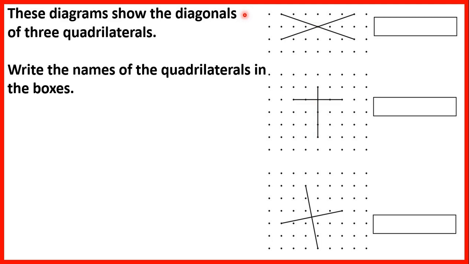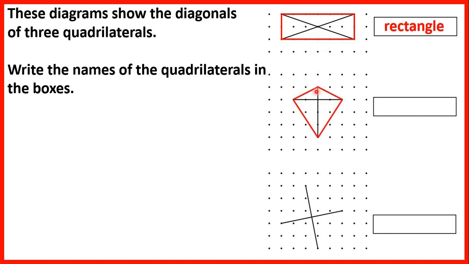These diagrams show the diagonals of 3 quadrilaterals. So remember, a quadrilateral is a 4-sided shape because quad means 4, and a diagonal is what you get when you join opposite points. So we need to write the names of the quadrilaterals in the boxes. Well, if we join up the points, we can see that here we have a rectangle because our angles are all 90 degrees and we have 2 shorter sides and 2 longer sides opposite each other.